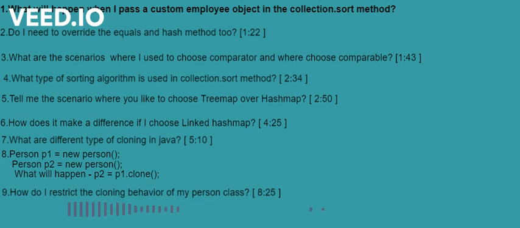And what kind of sorting algorithms are involved in Collections.sort? I'm not sure about that. Okay, tell me a scenario where we would like to choose TreeMap over HashMap.